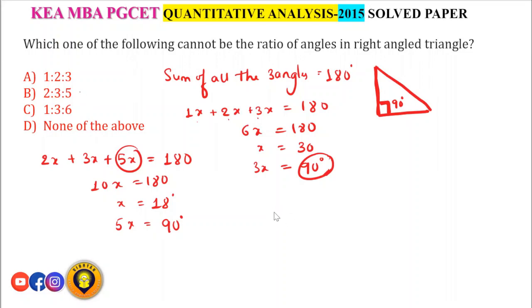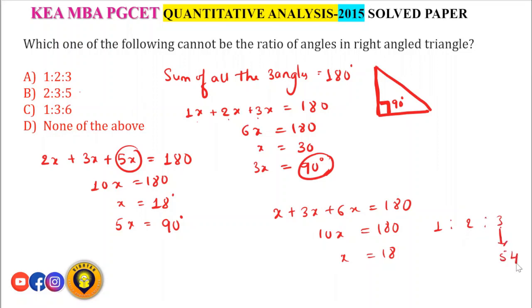Now 1 is to 3 is to 6. So x plus 3x plus 6x is equal to 180 degrees. Again 10x is equal to 180 degrees, so x is equal to 18. The ratio is 1 is to 3 is to 6. So 1x means 18 degrees, 3x means 54 degrees, and 6x means 108 degrees. So you don't get an angle which is 90 degrees. So this is the ratio that cannot form a right angle triangle.